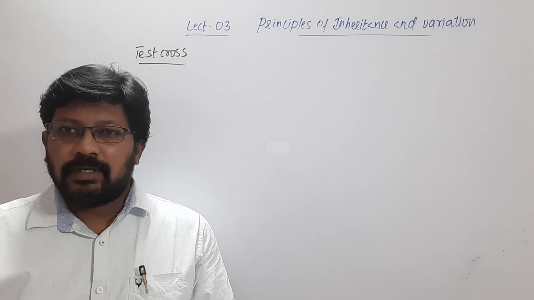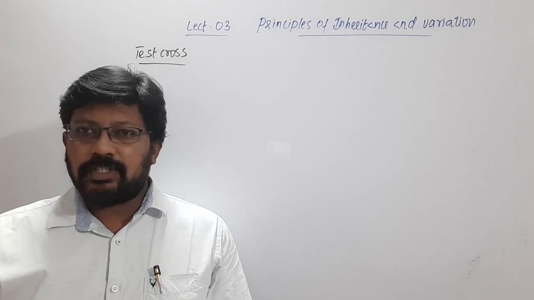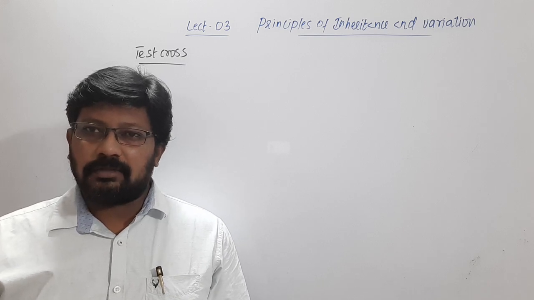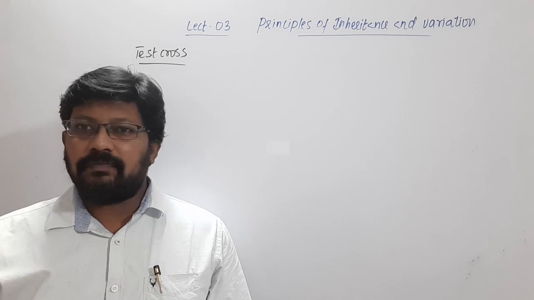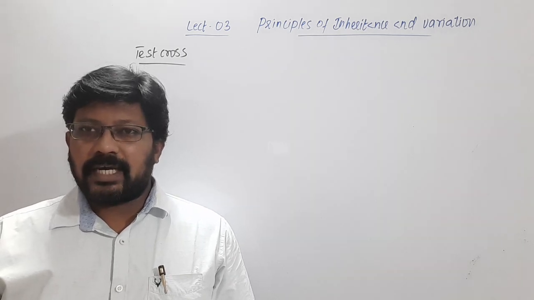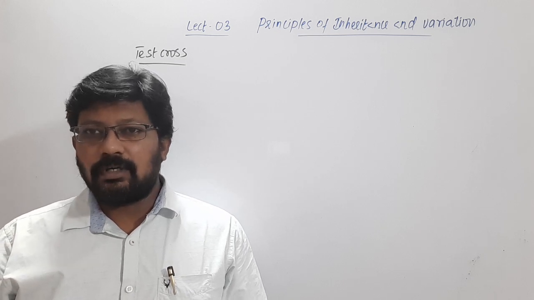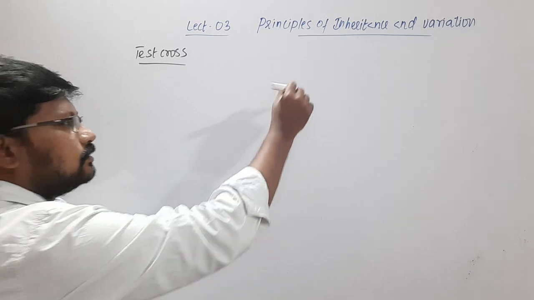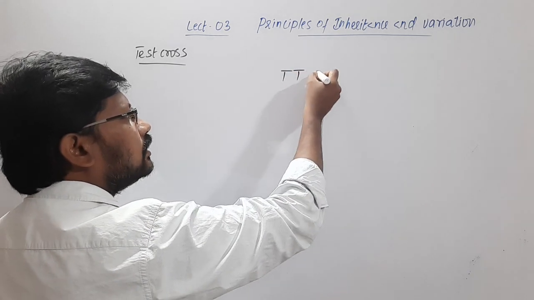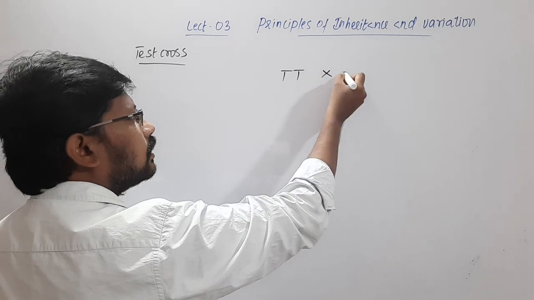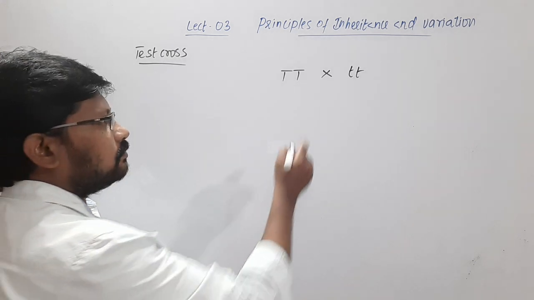To know whether the F1 generation is homozygous or heterozygous, we need to cross that F1 generation with the recessive parent. Then we can come to know whether it is heterozygous or homozygous. So I'll just repeat that monohybrid cross here. Here a homozygous tall pea plant is crossed with a homozygous recessive pea plant.